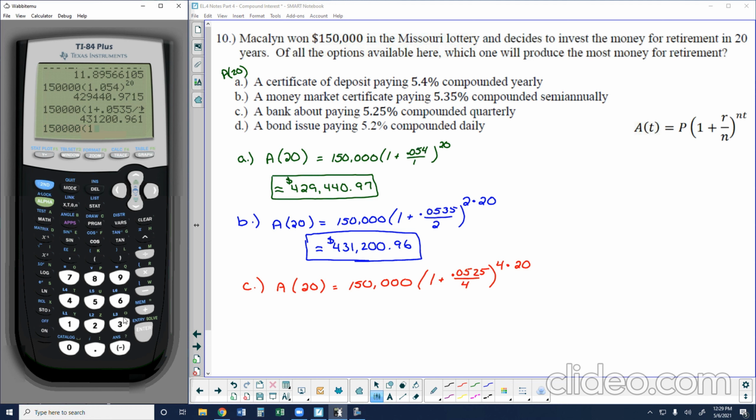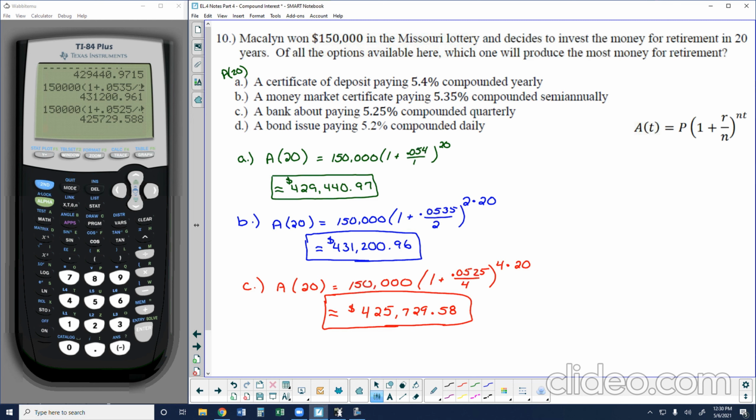So I'm going to go ahead and head to the calculator and input these values. Let the calculator do all of this work for me. So 1 plus 0.0525 divided by 4 to the 4 times 20th power, which would be the 80th power. And we would see that this one is compounded more frequently, but the lower interest rate does not add up to quite the amount that the previous two options were. So this would run to approximately $525,729.58 after the 20 years. So far, B, the money market account, is the best option. Let's see if you can pause the video and figure out if D is going to provide a better option.